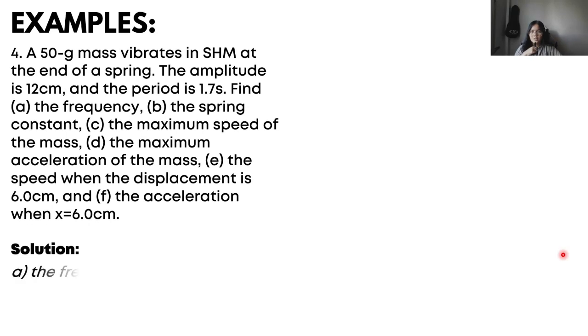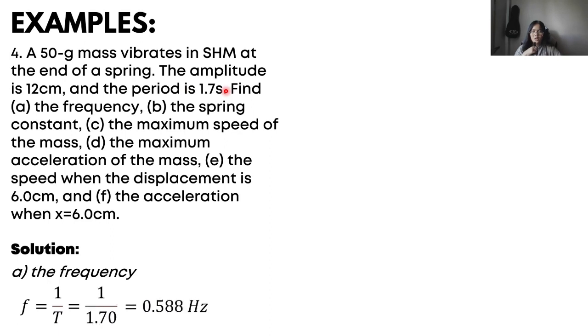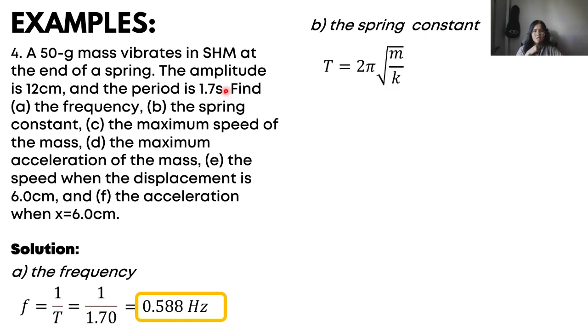So first, pinapahanap is si frequency. Frequency is 1/T lang, okay? May given tayo na period, 1.7, so direct substitution lang yan. Makukuha ay 0.588 Hz. So, yan na yung answer natin for letter A. Letter B naman, pinapahanap si spring constant.